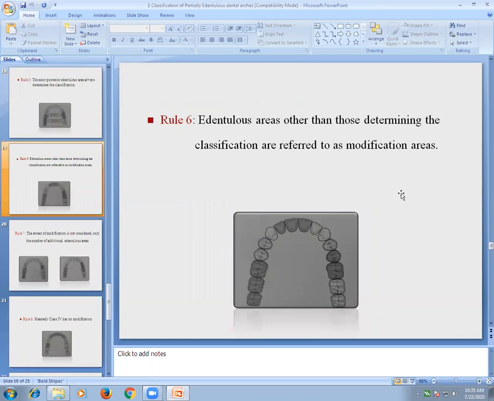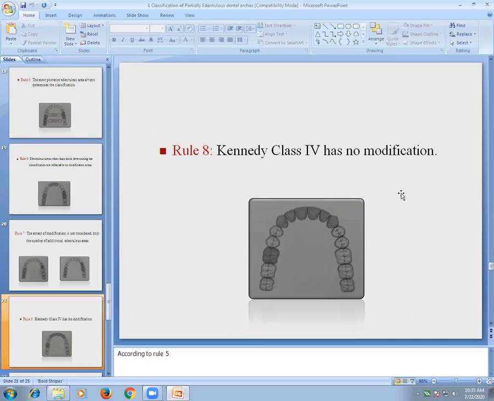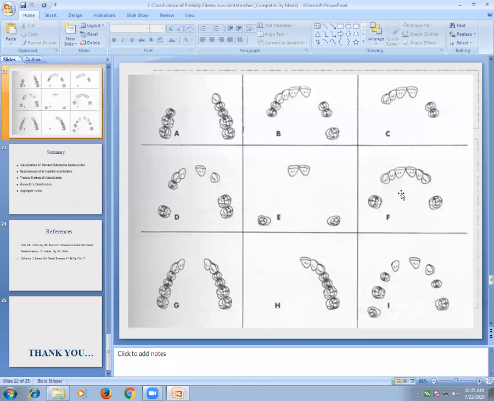The edentulous areas other than those determining the classification are referred to as modification areas. Rule number seven, the extent of the modification is not considered, only the number of additional edentulous areas. Rule number eight, Kennedy's class 4 has no modification spaces. These are the eight important Applegate's rules we have seen.